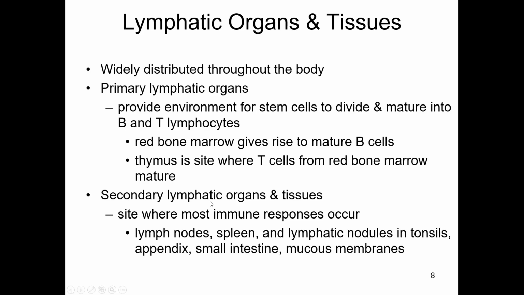Now, we do have secondary lymphatic organs. This is where the immune reaction is amplified, and we'll see this in Monday's lecture, amplified and expanded. So these secondary lymphatic organs are lymph nodes, spleen, lymphatic clumps of tissue in tonsils, appendix, small intestine, and some other mucous membrane.